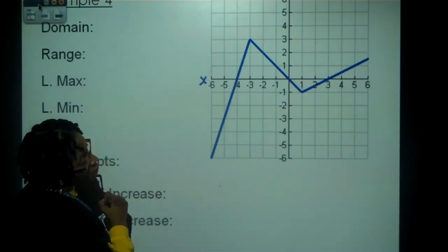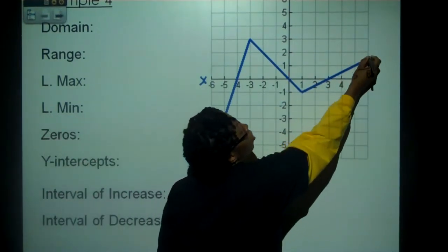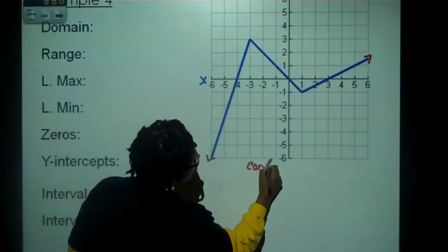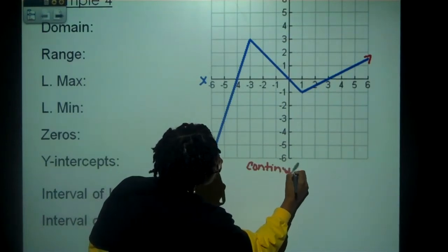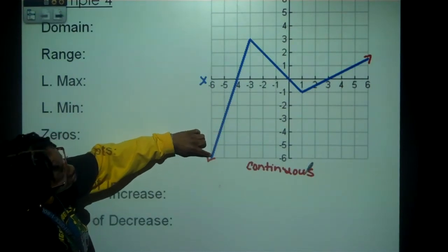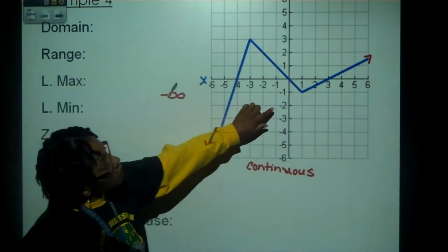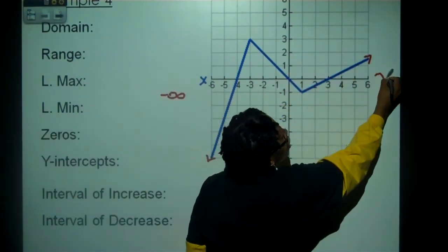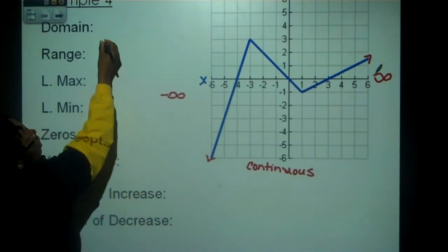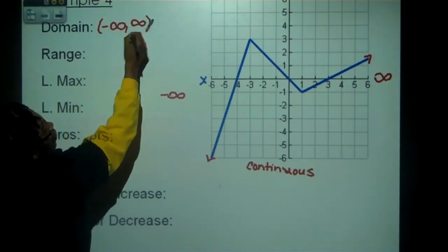If we look at this graph, the first thing we have to decide is what type of graph we have. As you can see, this graph goes off the edge of the coordinate plane, which makes it a continuous graph. Since it's a continuous graph, as it continues to go across this way, it's approaching x in a negative infinity direction. As it continues to go across this way, it's approaching x in a positive infinity direction. Therefore, my domain is going to be negative infinity to positive infinity.